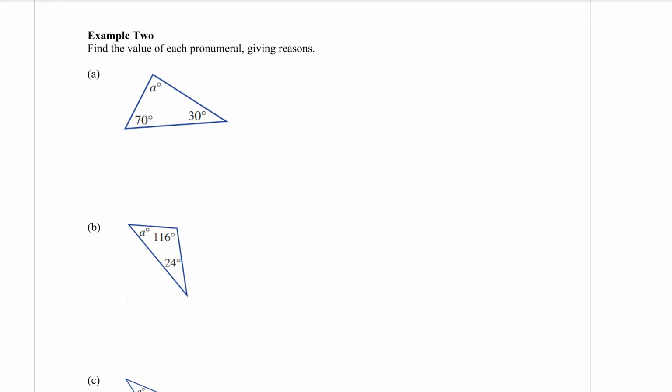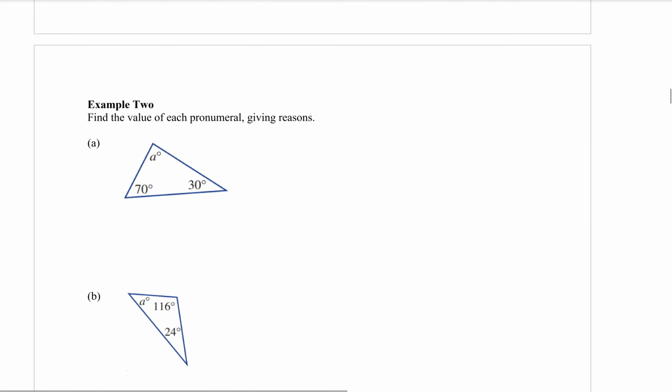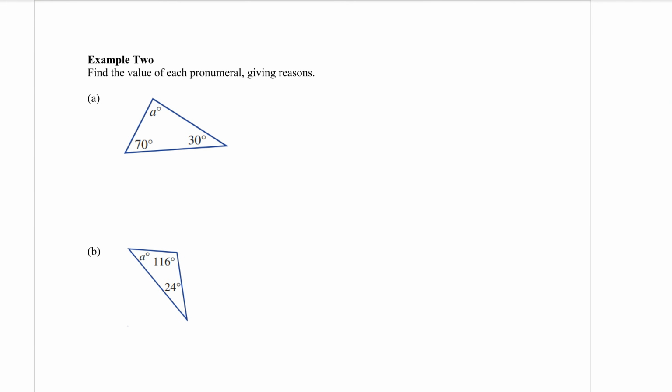Example 2. Find the value of each pronumeral giving reasons. So we know that the angle sum of any triangle is equal to 180 degrees, just like our straight angle. So if we want to find the value of A in this triangle, we will add together all three angles. A plus the 70 plus the 30 is equal to 180 degrees.